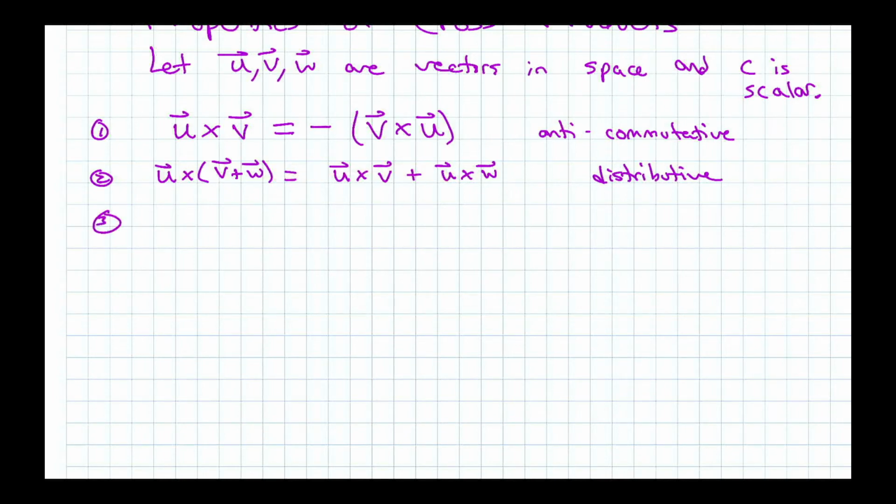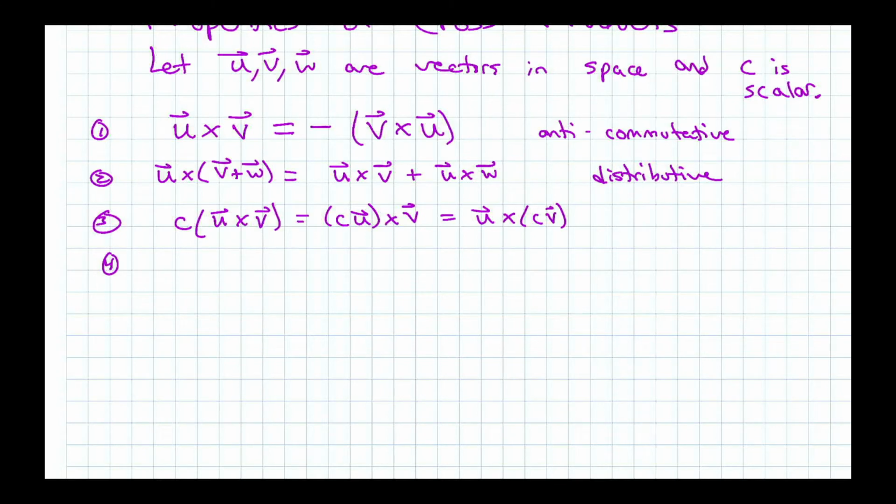Okay, 3. If you have a constant times U cross V, you can either do the constant times U cross V, or you can do the constant times V. Doesn't matter. You can put the constant on either one of them, and that's fine. That's just multiplication by a constant.